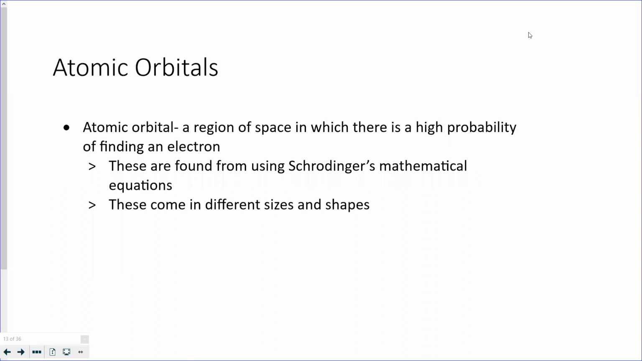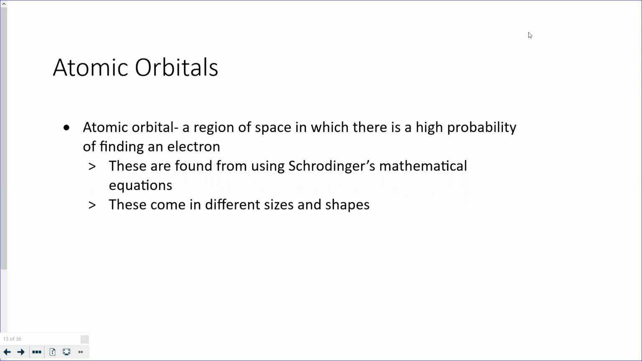All right. So with the quantum mechanical model, we end up with atomic orbitals. These are not the same as the orbits from Bohr's model. They're derived from those, but they are not the exact same. They're not pathways that the electrons travel.